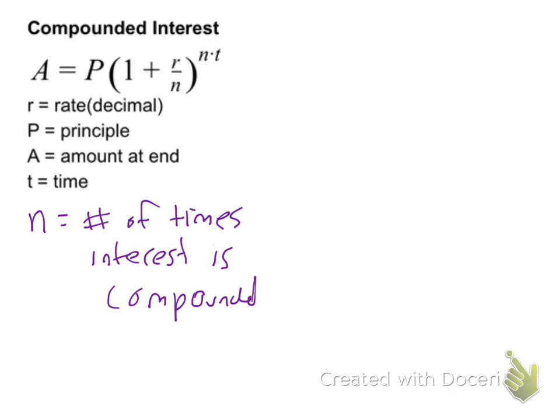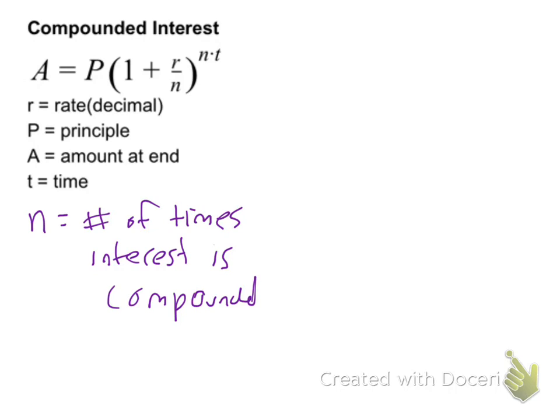If interest is compounded yearly, then N is, how many times is yearly? 1. If it's compounded monthly, N is 12. Semi-annually would be twice. Daily, 365. Okay? So N is what's going to change, or can change.